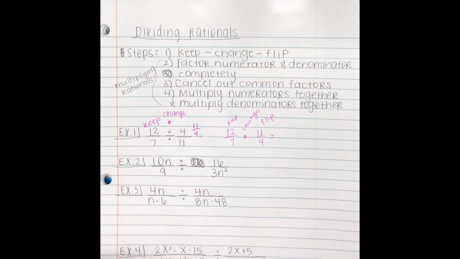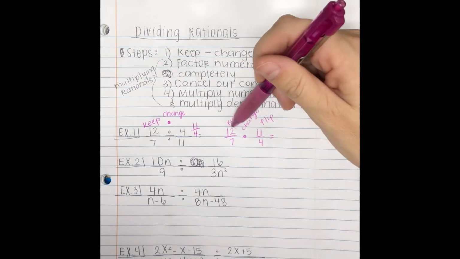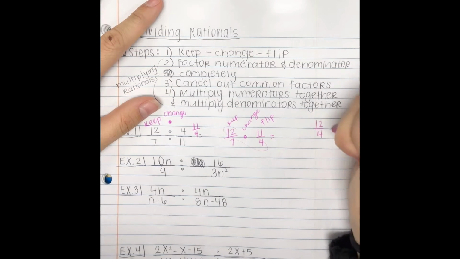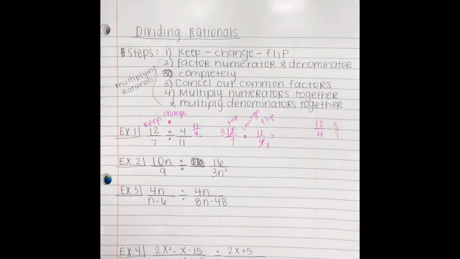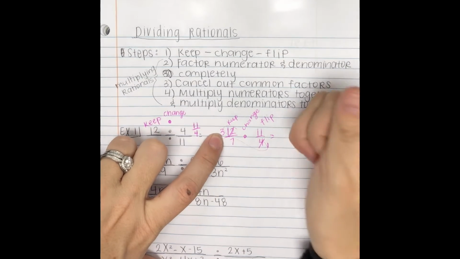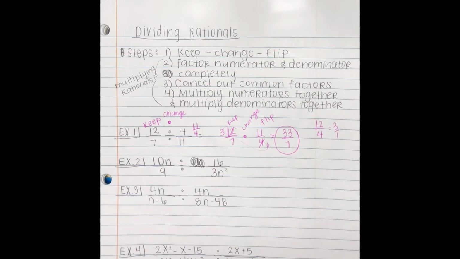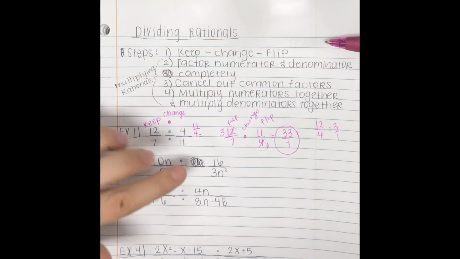So all you're doing is simplifying now, right? So 12 over 7 can't simplify, 11 over 4 can't simplify, but if we look diagonally, 12 over 4 can be simplified. 12 over 4 is equal to 3, or 3 over 1. So 1 here and 3 here. And now we just multiply numerators together and denominators together. So 3 times 11 is 33, and then 7 times 1 is just 7. Okay, so the last 3 steps are exactly what we did yesterday. The first step is just keep, change, flip.